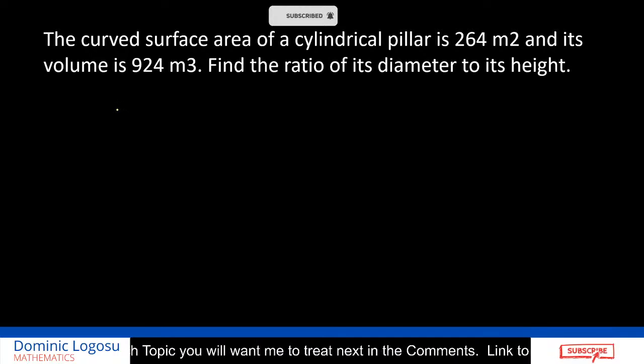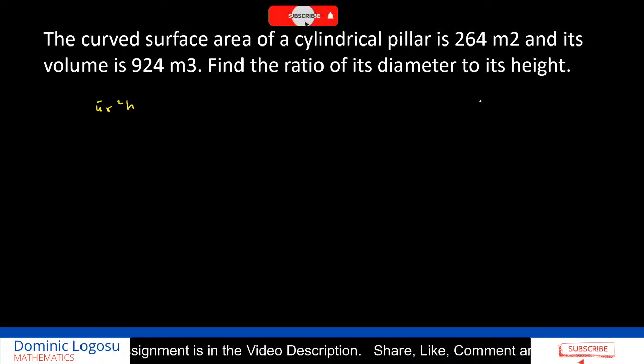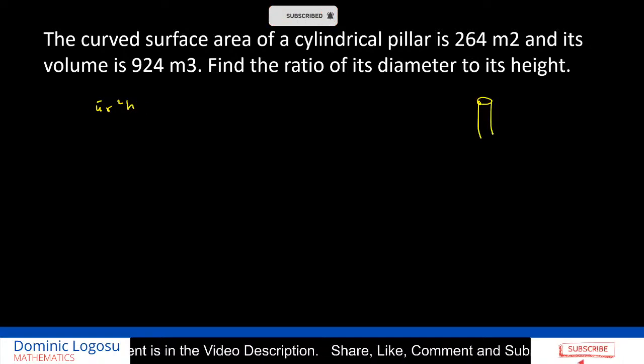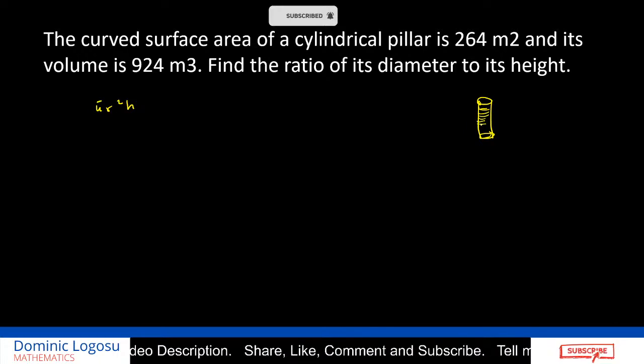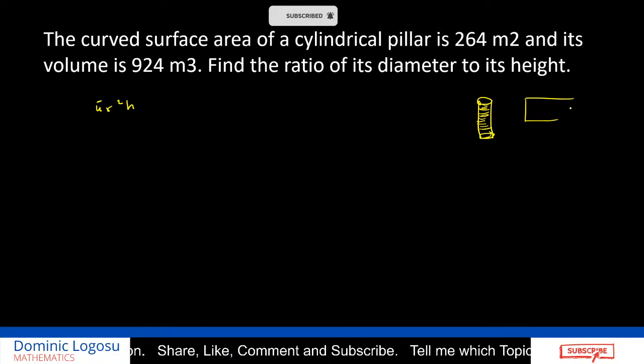The curved surface area of a cylindrical pillar. So pi r squared h, that is the curved surface area. That is basically just the hollow part. This side is what we call the curved surface area. So with this one, we are just solving this.